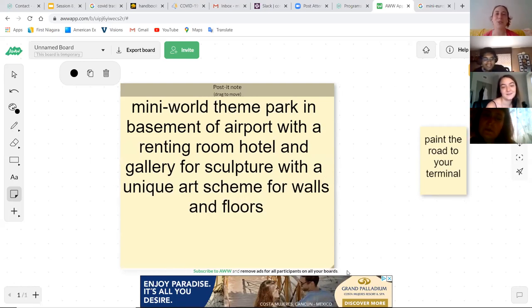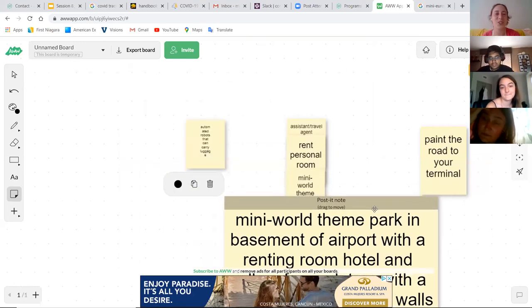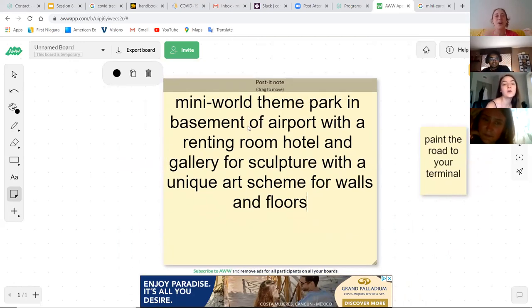You can make miniatures of some scenic or monuments from your own country or your own city and add it to the mini world. And that could be your way of art instead of painting a road. That's awesome. So cool. I like it. That's what I mean by mini world theme park.